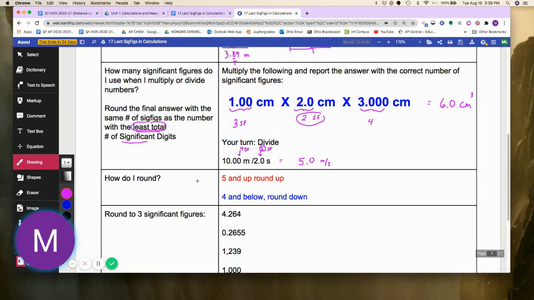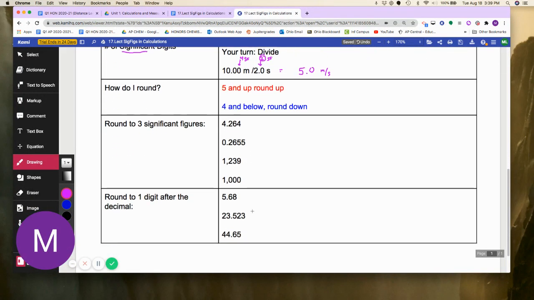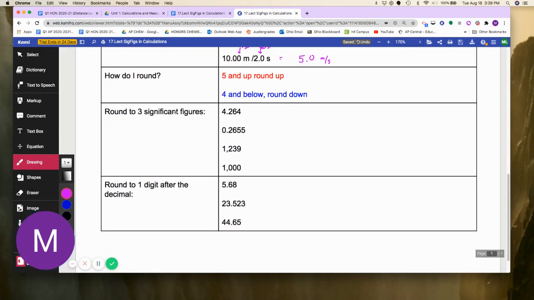Okay, the rules for rounding are as follows. When you have 5 and up, you round up. 4 and below, you round down. For example, round these numbers to 3 significant figures. So you count 1, 2, 3. You round the 6, the third significant digit, equals 4.2. Because that's 4 and below, you stay at 6. Pause the video and do the rest.